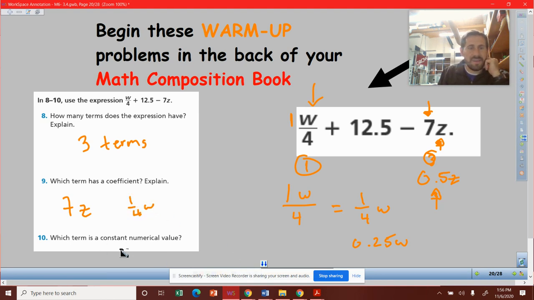Okay, which term is a constant numerical value? Never going to change, because you're not going to insert a variable w or a variable z. It's never going to change. It's that one right there. The 12 and a half is the constant that never changes.